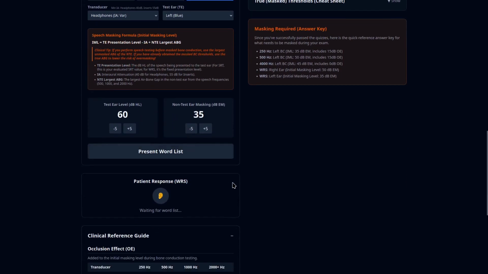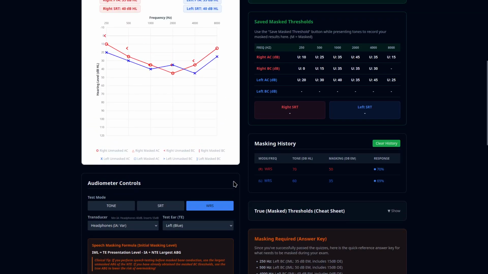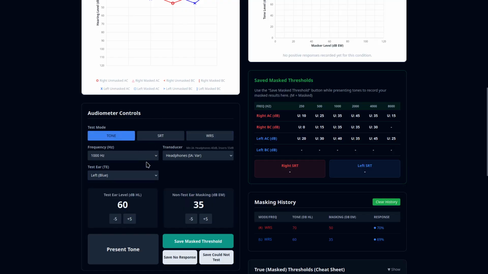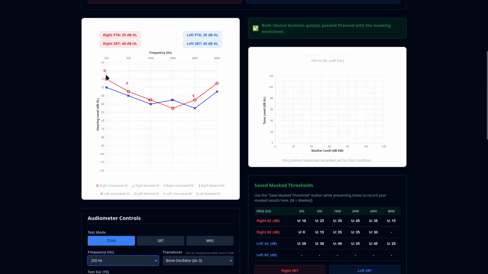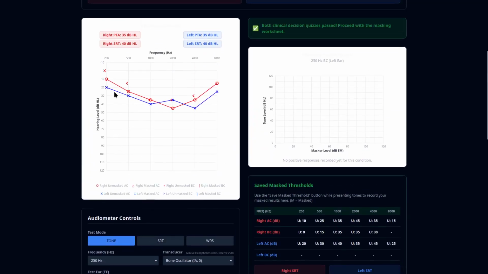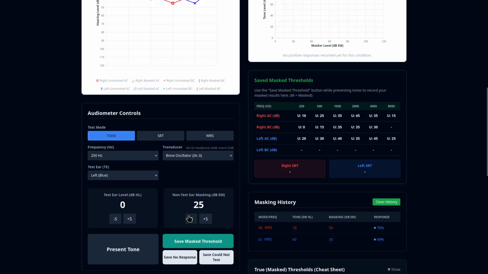And now for the next part here, we want to go ahead and mask for our bone conduction thresholds. We need to mask for left ear bone conduction at 250, 500, and 4,000. So let's move on to tone. And our bone conduction oscillator, start at 250 here. And for our unmasked threshold, that's at 0. And then our non-test ear is the right ear at 10. So we're going to add 10 to that to make 20.